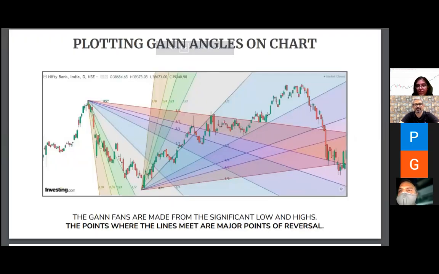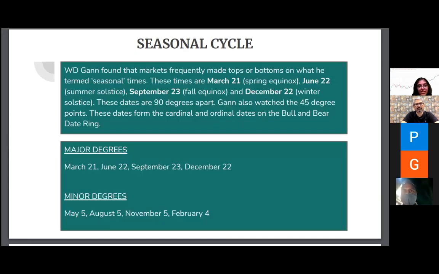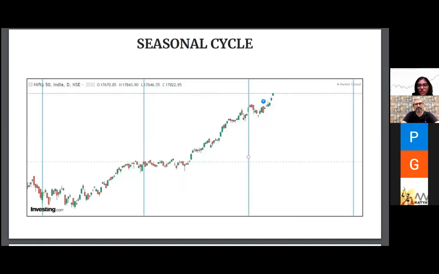After Gann fan, there is something called the seasonal cycle. The seasonal cycle is fairly simple. Gann found that markets frequently made tops and bottoms on what he termed seasonal times. The main dates quoted by him are March 21st, June 22nd, September 23rd, and December 22nd. There are other dates as well, such as 5th May, 5th August, November 5th, and 4th February. I have put these dates on the Nifty 50 chart, and as per Gann, these are supposed to be the main trend reversal dates as well.